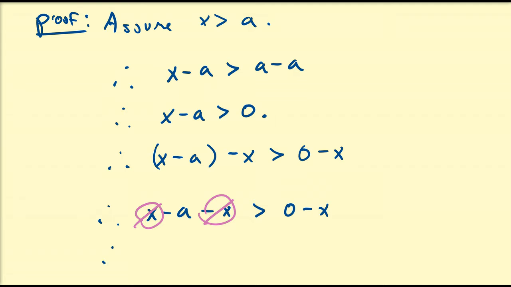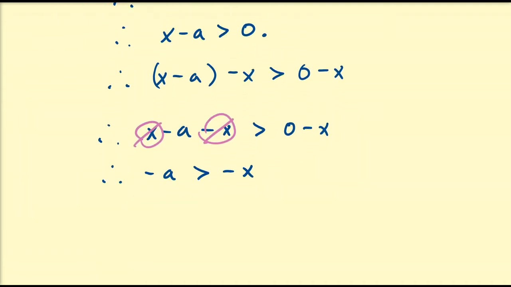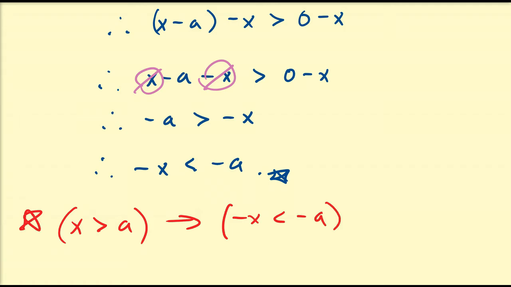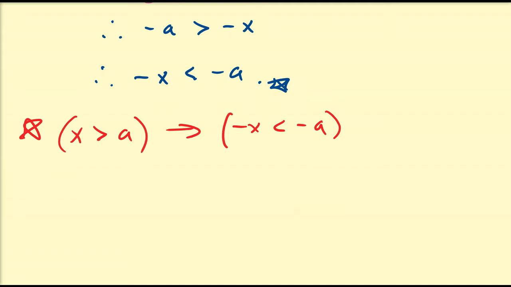So on the left-hand side of this inequality, I have that negative a must be greater than 0 minus x, which will be negative x. And this is read as negative a is greater than negative x, which is equivalent to saying that negative x must be less than negative a. So in general, what we have is that x being bigger than a implies that negative x is less than negative a. So this is going to be a common strategy for solving linear inequalities, and this is pretty much going to be the only difference in solving linear inequalities compared to linear equations.